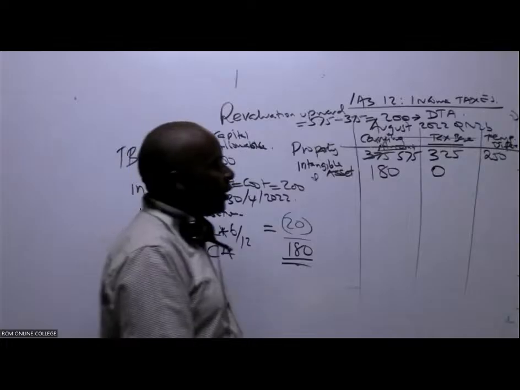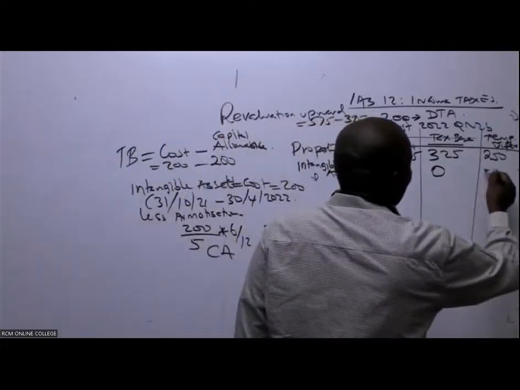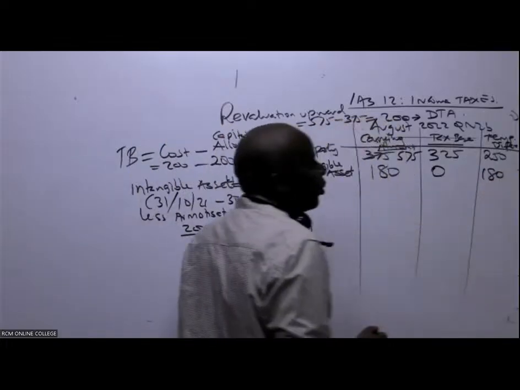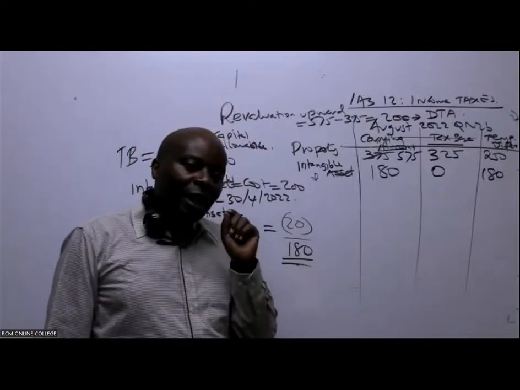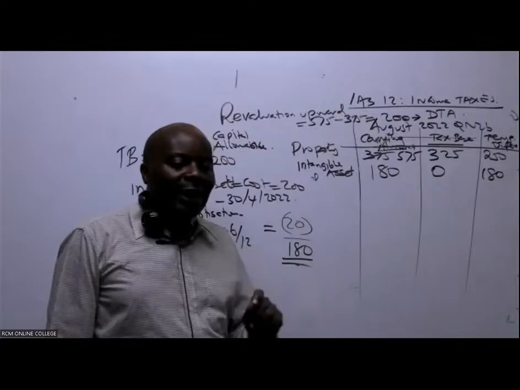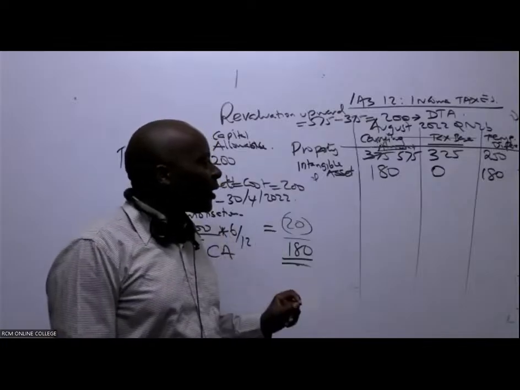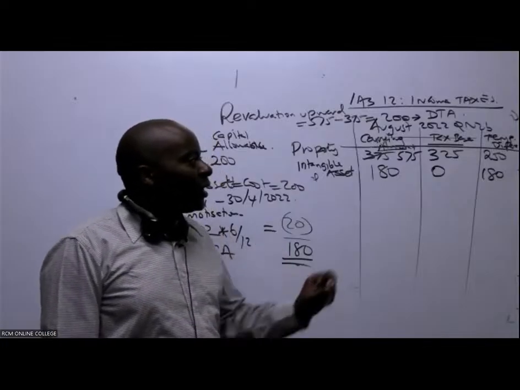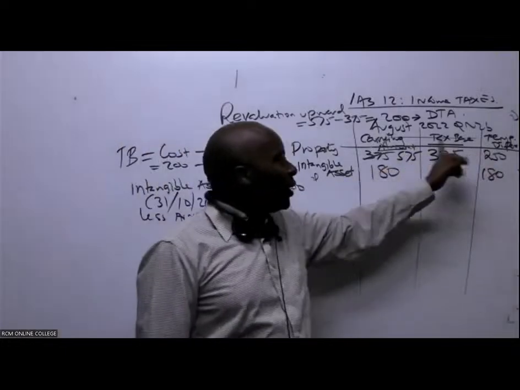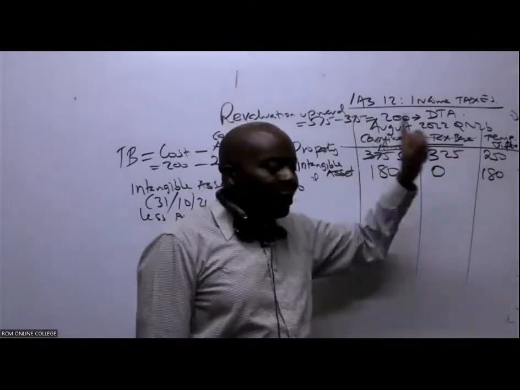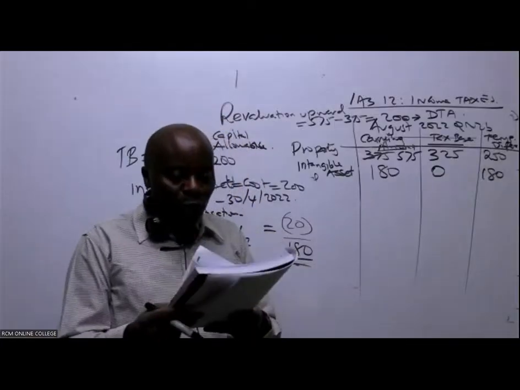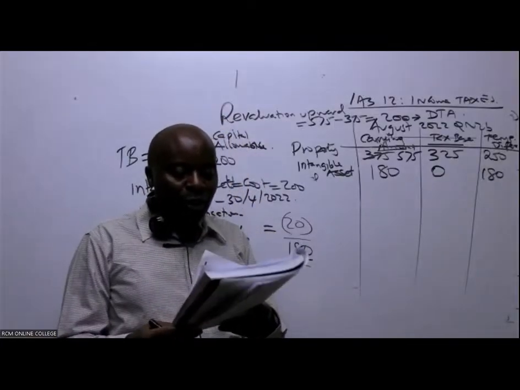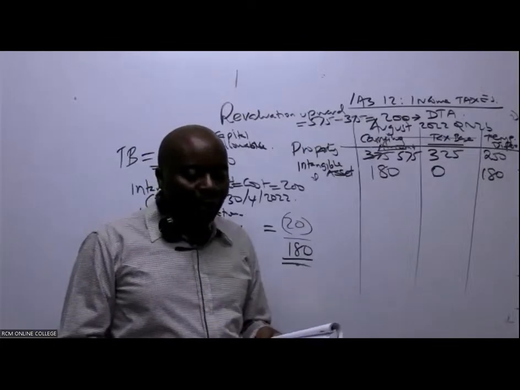So 180 minus 0 gives me a temporary difference of 180. Because to get the temporary difference, don't forget, we normally take carrying amount minus the tax base. Anytime they want us to get the temporary difference, we take carrying amount minus the tax base. All right, so that's number 2. Unless there is a question, you guys allow me to go to number 3.